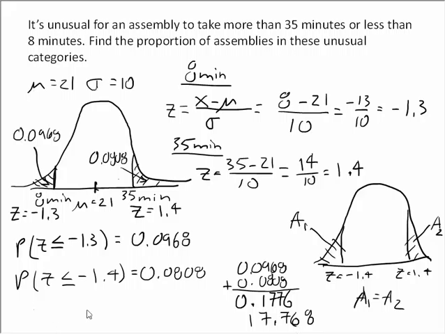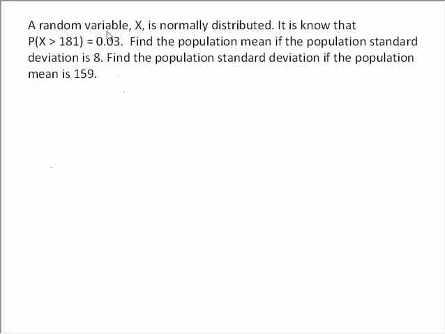All right. Let's move on to our third and final problem. This one's a little bit different. A random variable, call it x, is normally distributed. It's known that the probability of x being greater than 181 is 3%. We want to find the population mean if the standard deviation is 8. And then we're going to turn it around and find the population standard deviation if the population mean is 159. Oh boy.